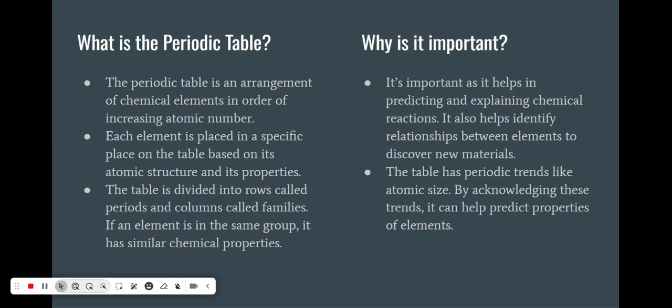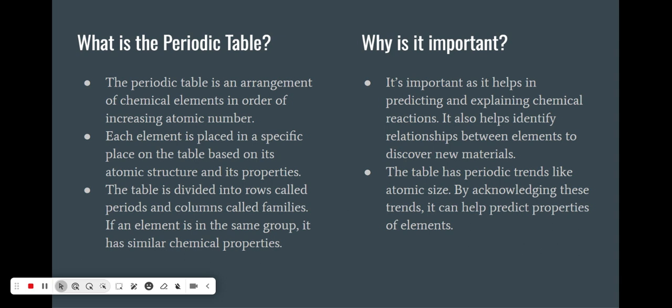So what is the periodic table? The periodic table is an arrangement of chemical elements in order of increasing atomic number. Each element is placed in a specific place on the table based on its atomic structure and its properties. And the table is divided into rows called periods and columns called families or groups. If an element is in the same group, it has similar chemical properties.